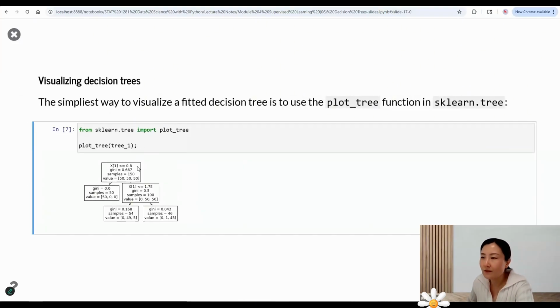So petal length is 3. So definitely x1 is greater than 0.8, so go to the right. And then petal length is also greater than 1.75, so go to here, right? So exactly, the class label should be 2. Right? So this is corresponding to the third class, 0, 1, 1, 4, 5.